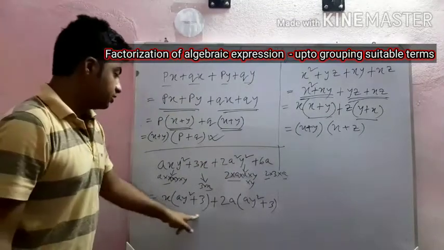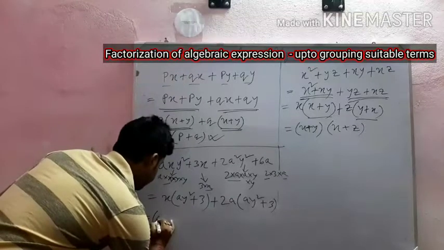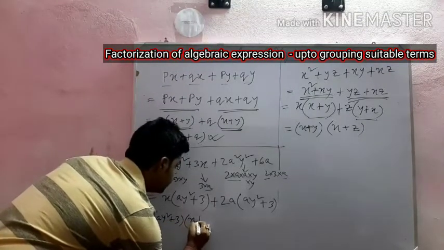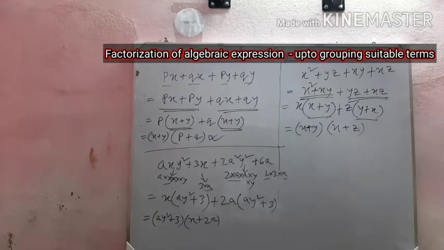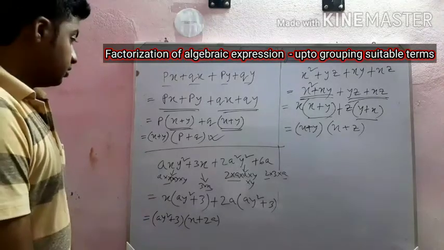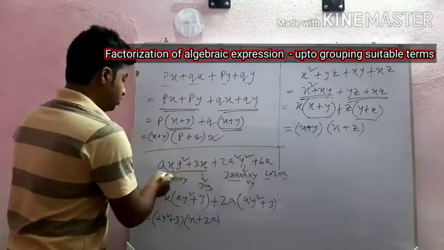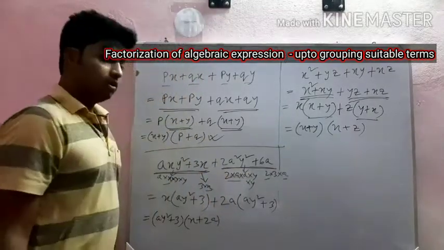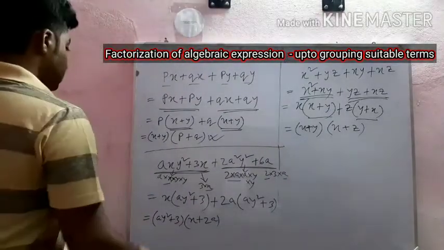So again, ay square plus 3 is common. So the answer is ay square plus 3 into x plus 2a. Okay, you have formed the groups, this and this. This is regrouping.